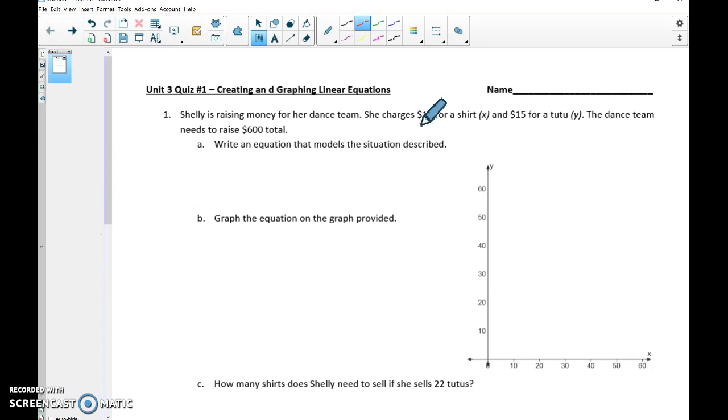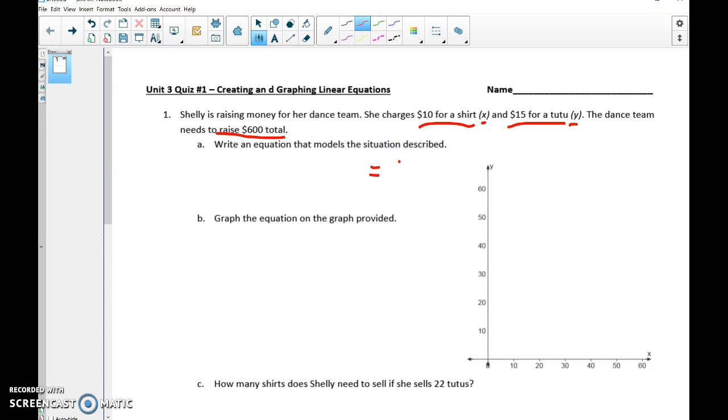So Shelly is raising money for her dance team. She charges $10 for a shirt, which they already tell us is X, and $15 for a tutu, which they tell us is Y. The dance team needs to raise $600 total. Write an equation that models the situation described.